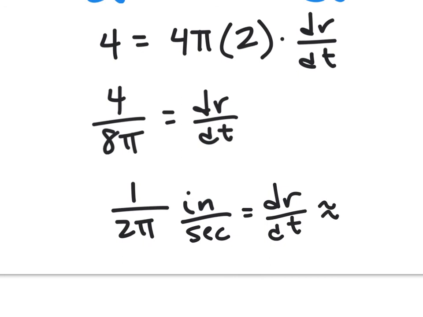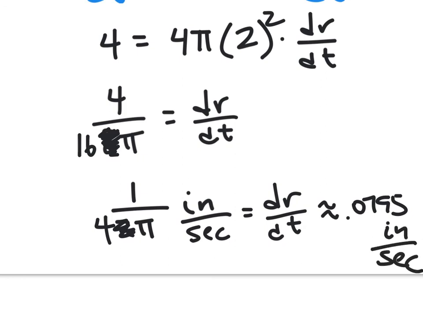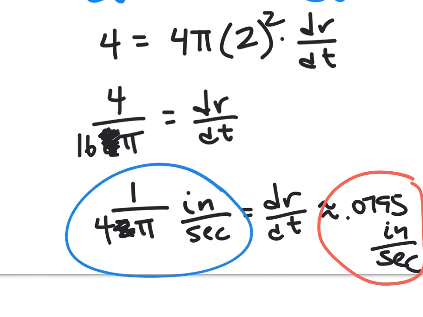Okay, and an approximate value for that. Oh goodness, what did I do wrong here? I forgot to square, that's right. Alright, so let's change this real quick, from an 8 to a 16. That makes this 1 over 4 pi, which makes this approximately 0.0795 inches per second. Either of these two answers would be acceptable. There's an approximate answer, here's an exact answer. And I believe that's it for today.